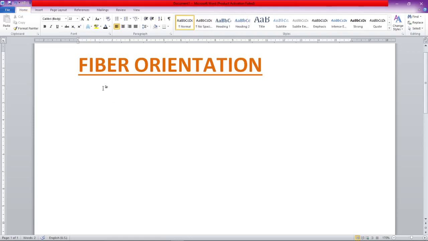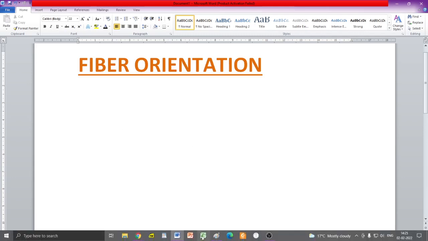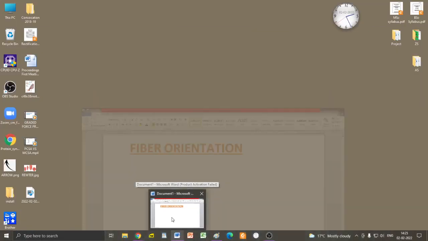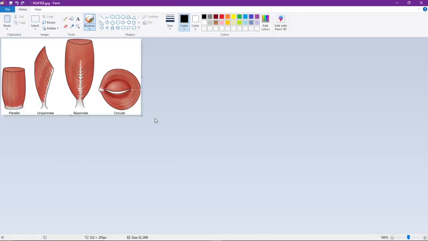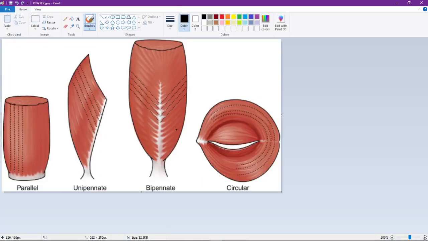Very good day, students. So today we are talking about a very important small part of muscle mechanics. This is called the fiber orientation. And what is the effect of this fiber orientation on the tensile force production? Before starting this particular topic, I want to show you a picture of different types of muscle fibers. This picture is showing you the four types of muscles.